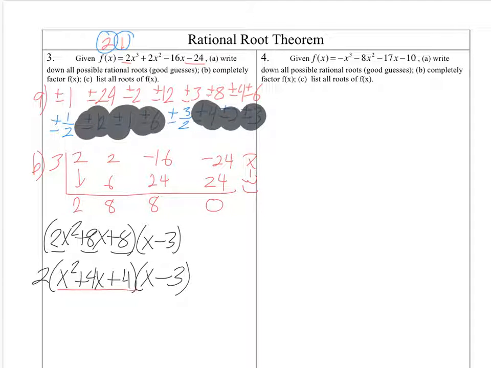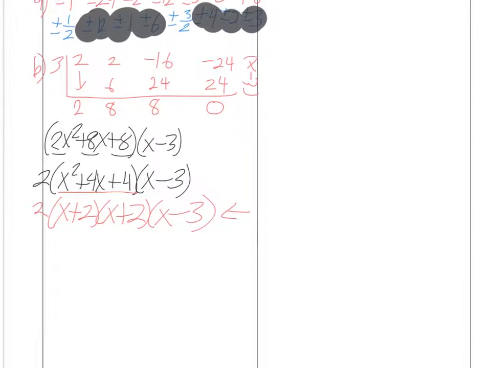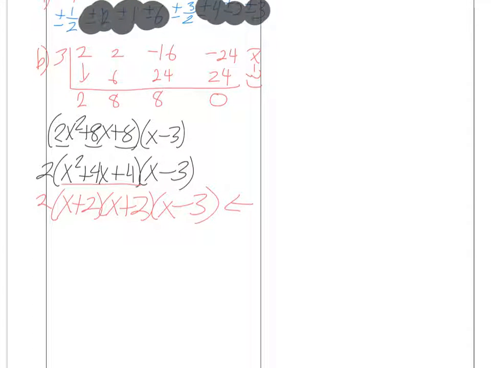And you might notice that this guy sure looks factorable. In fact, it factors into x plus 2, and then we still have our x minus 3. This is fully factored. Part B, fully factor f of x, means this. I don't have any x equals. This is just my factored form.